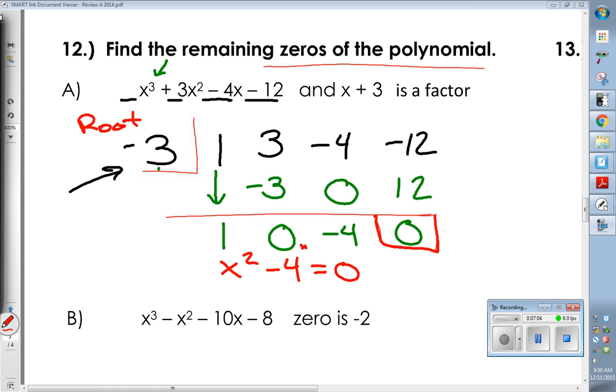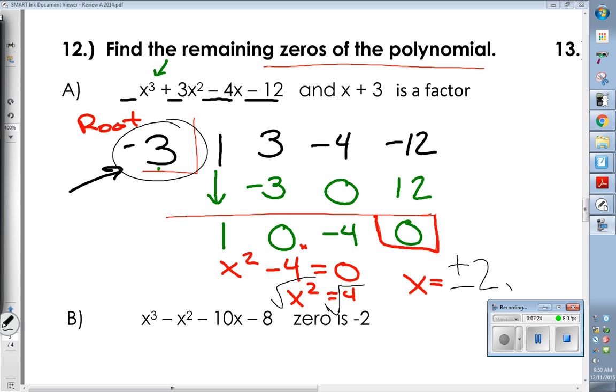Okay, so sometimes you might have to factor. In this one, all I got to do is add 4. X is going to be equal to plus or minus 2, because I would need to take the square root of both sides. So x equals plus or minus 2 and -3, my root from earlier. Those are my 3 answers to that problem.